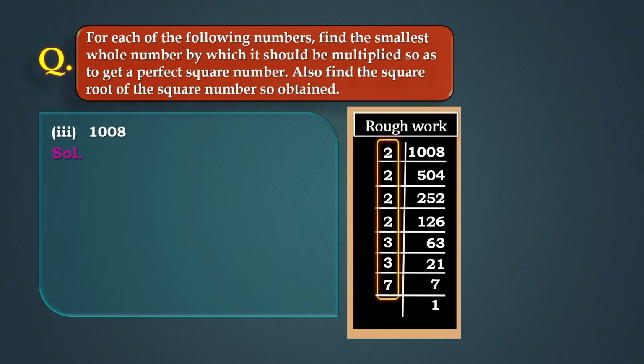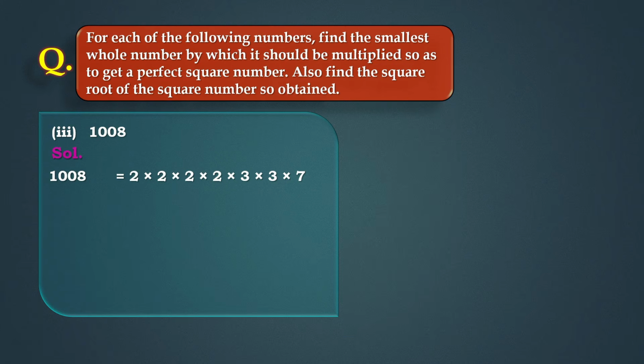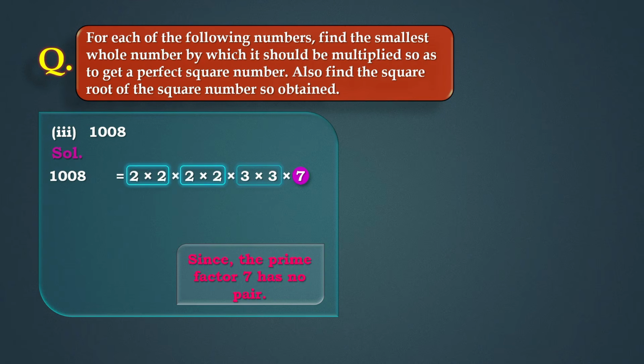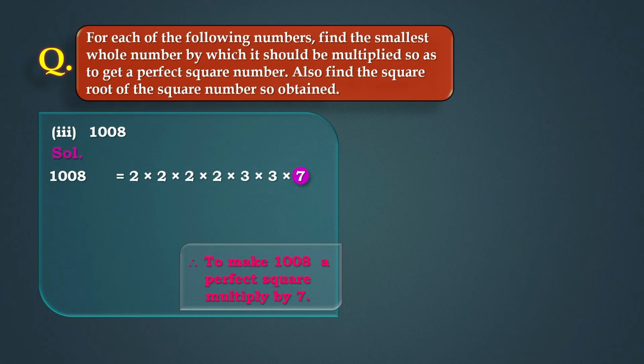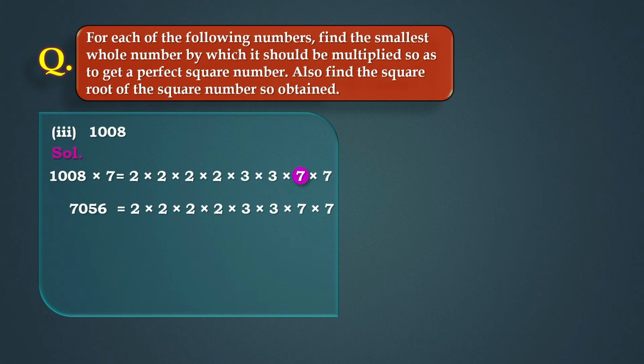So, we can write 1008 as 2 multiplied by 2, multiplied by 2, multiplied by 2, multiplied by 3, multiplied by 3, multiplied by 7. Now, let us check the pairs. We have pairs of 2s and a pair of 3s, but 7 does not have a pair. To make it a perfect square, we need one more 7. So, we multiply the number by 7. Now, the new number becomes a perfect square with all factors in pairs.